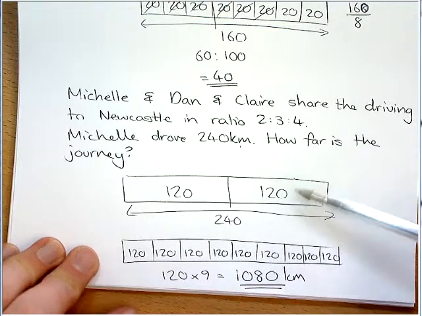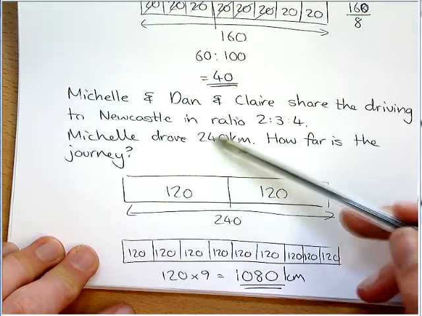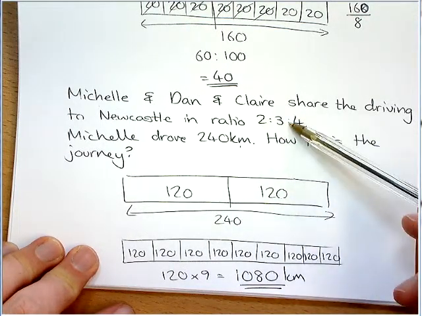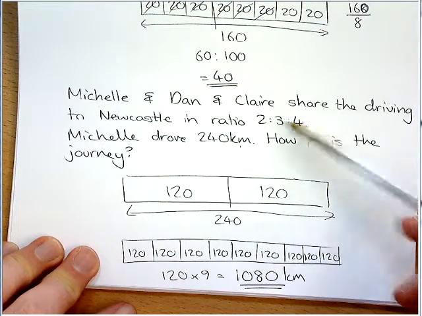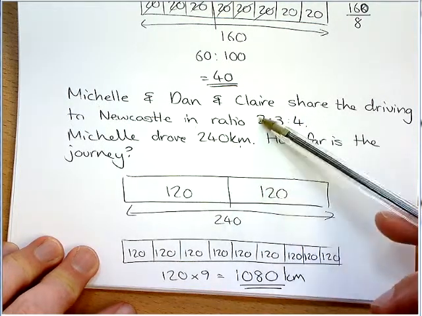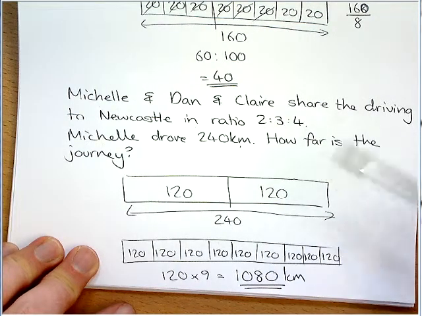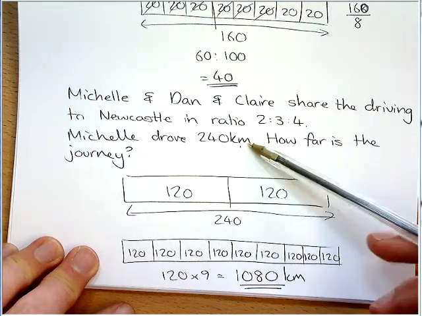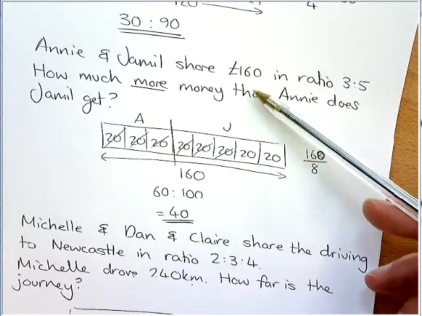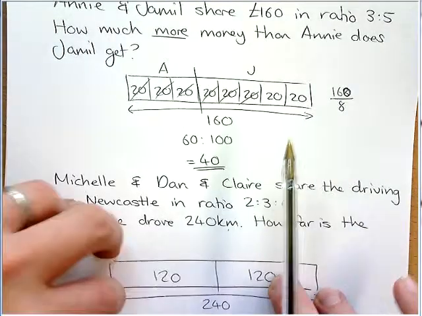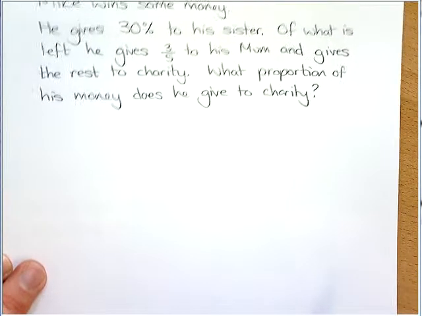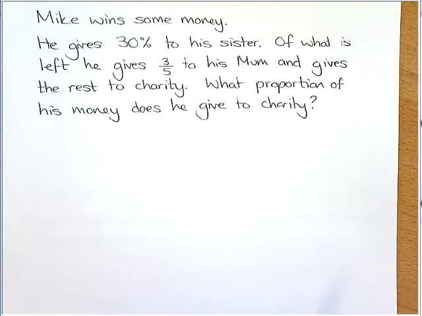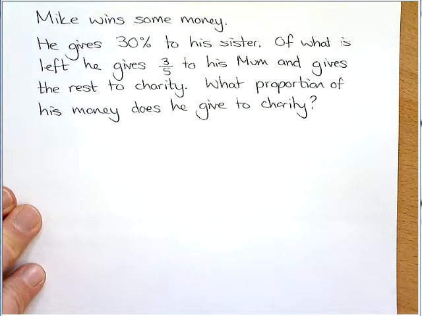So what was different about this one is we didn't divide by the whole ratio, the total number of parts, because we were told what one of the parts was worth, and we had to work out the total. So sometimes the question is like this, and sometimes you're given the total at the start. Now, this is quite a horrendous one because you're not given the total and you're not given what one of the parts is worth, so it's even harder.